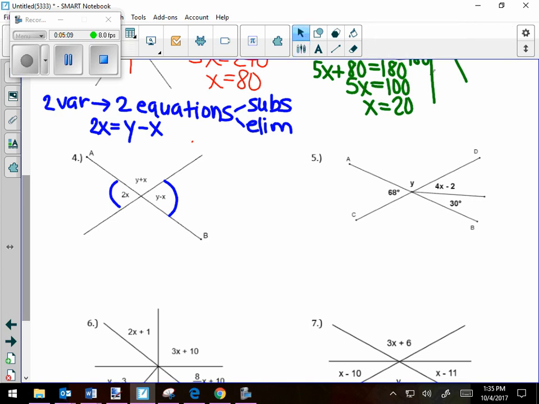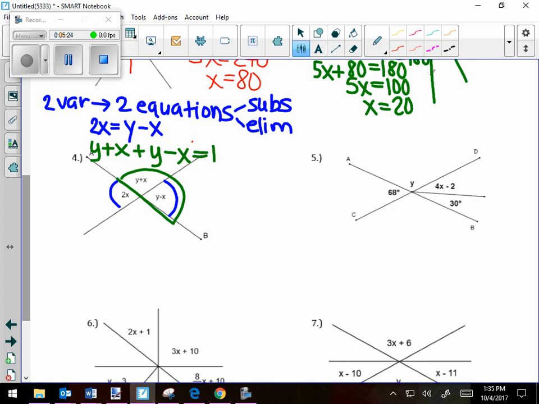The other equation that I'm choosing to use, and you can do whichever one you want, is I'm going to look at this straight line and look at these two angles that make it up. So my y plus x angle plus my y minus x angle has to add to 180. So those are the two equations that I'm going to use.